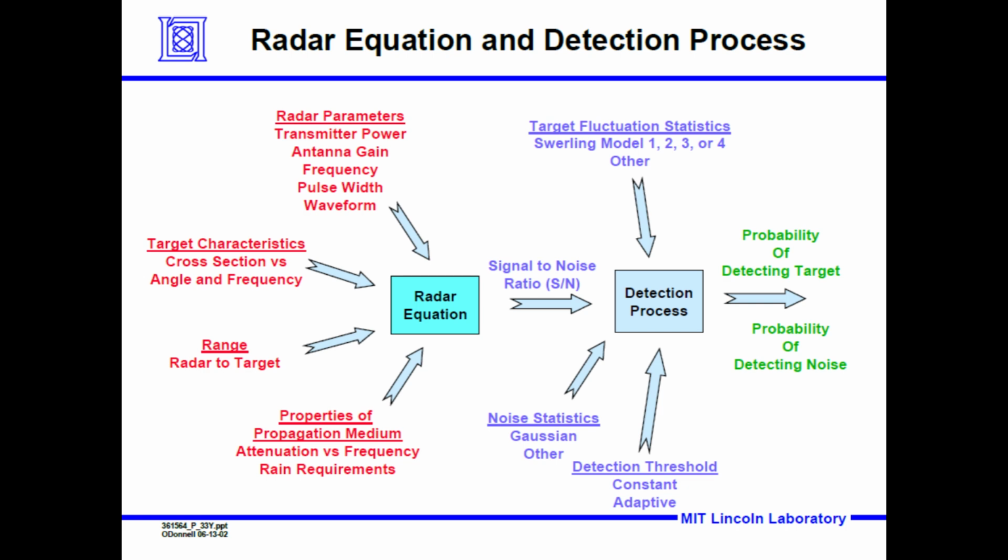Range. The distance from the radar to the target is critical. The signal-to-noise ratio is proportional to 1 over R to the power 4, meaning the farther the target, the lower the SNR. Propagation medium. The environment the radar signal travels through also matters. Factors like rain and atmospheric conditions can attenuate the radar signal.